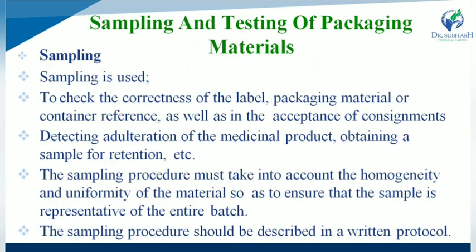Next, sampling and testing of packaging material. What is the role of sampling? It checks the correctness of the label as well as the packaging material or container reference, as well as the acceptance of a consignment. It detects adulteration of the medicinal product and obtains a sample for retention. The sampling procedure must take into account the homogeneity and uniformity of the material and ensure that the sample is representative of the entire batch.